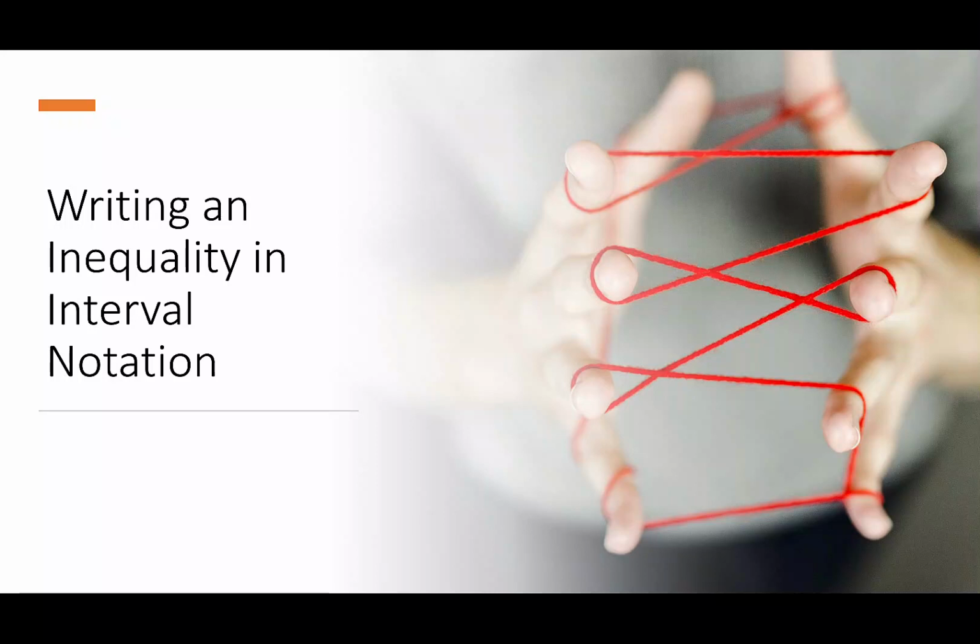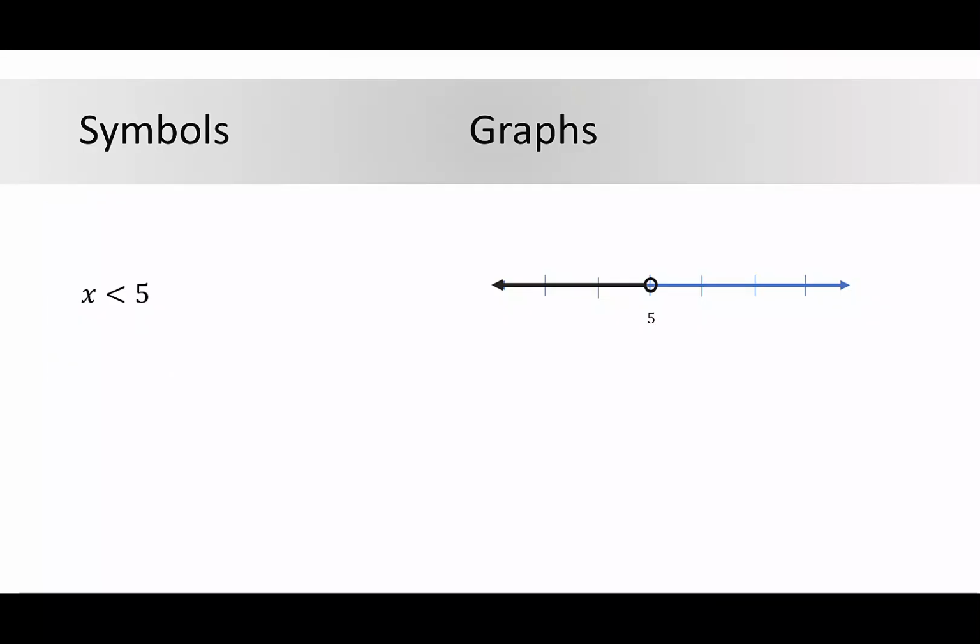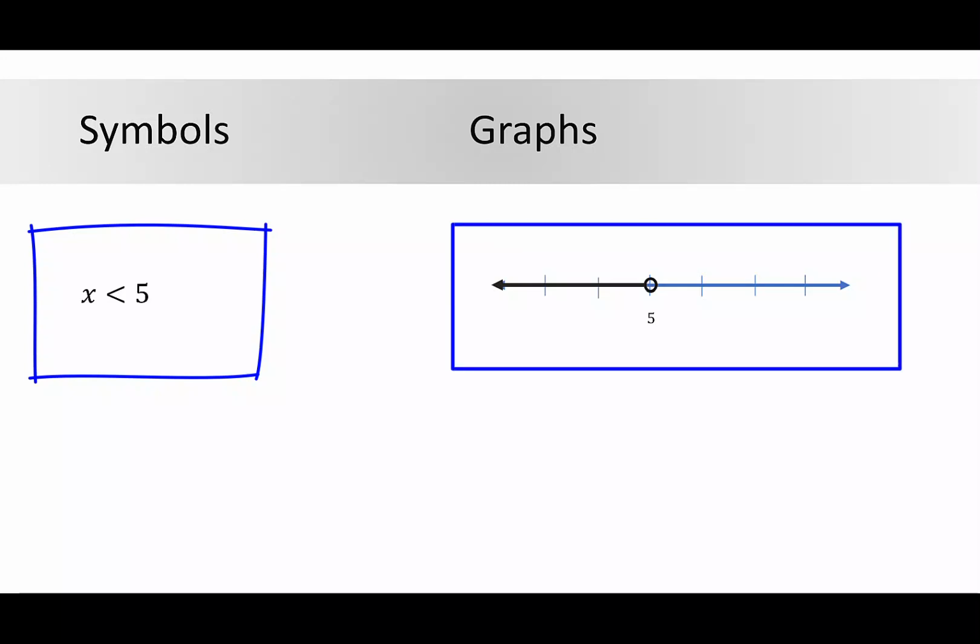Hi everybody, today we're going to talk about writing inequalities in interval notation. So far we've covered symbols for inequalities, so we know what x is less than 5 means. We also know how to graph that inequality on the real number line. We put an open circle at the 5 and we shade to the left.